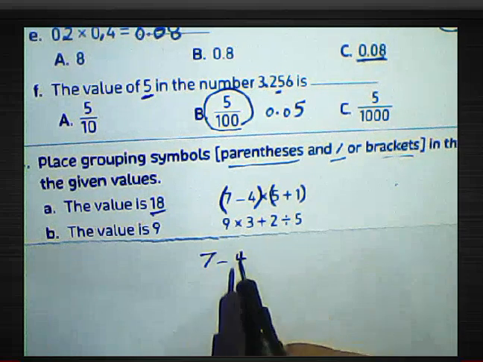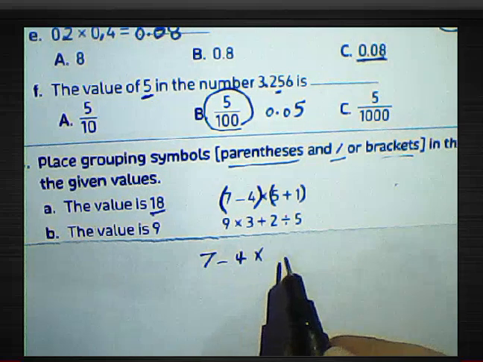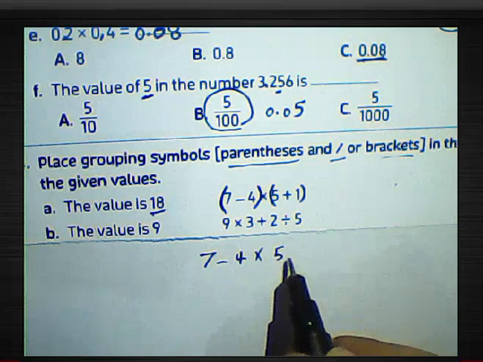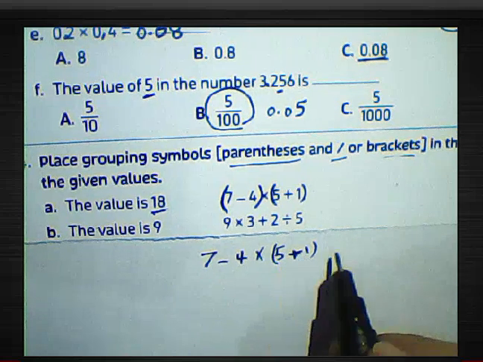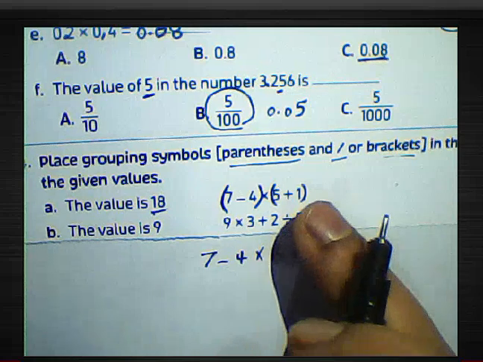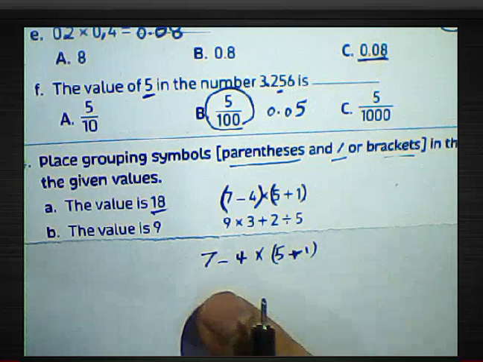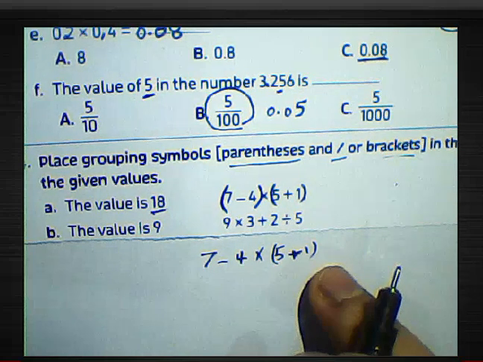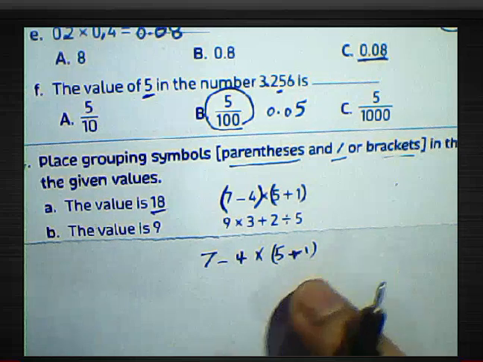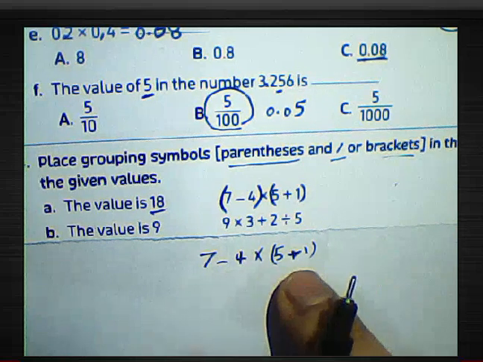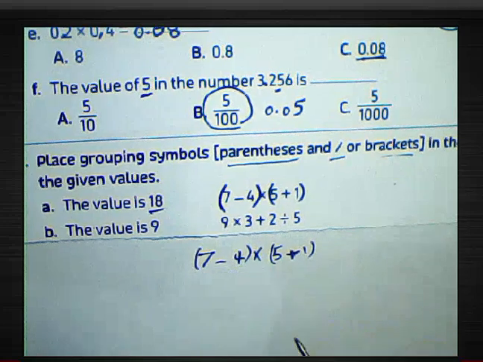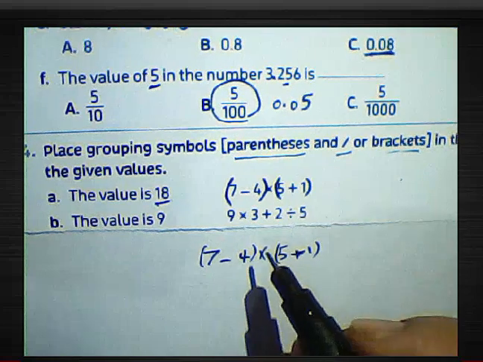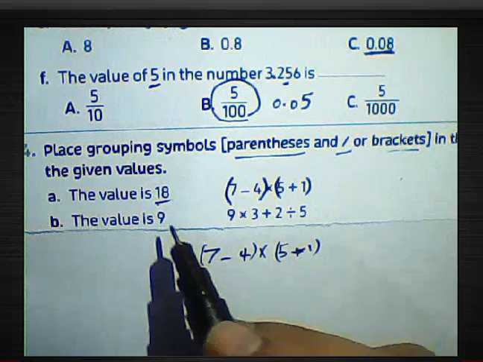Okay, so we can do the brackets here about what? 7 minus 4 times 5 plus 1. So we can put the brackets on 5 and 1 only. You can't do the brackets here only. Don't do that because 5 plus 1 equals 6 and 4 multiplied by the number will be greater, so we must put parentheses here. Okay, sure, put two brackets here to find 18.